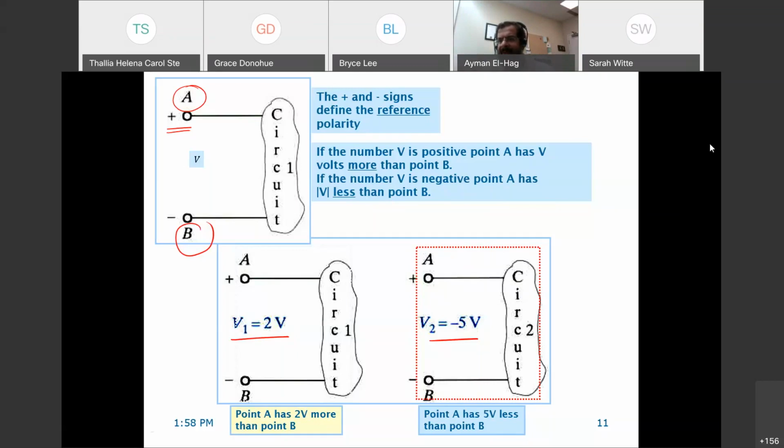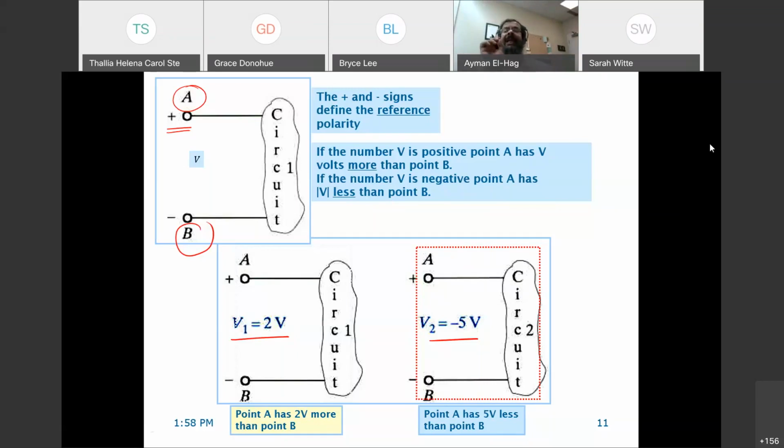Is there a difference between a flow of electrons and a flow of current? No, they are the same. Flow of electrons is equivalent to the current. So the current is a flow of electrons. So they are exactly the same.